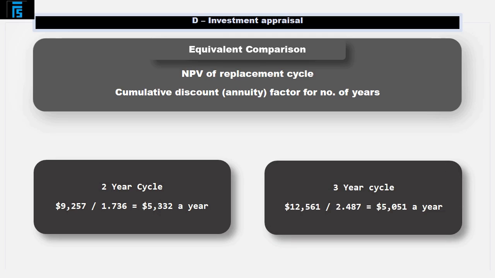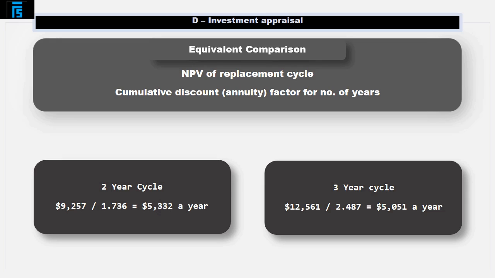For the 3-year replacement cycle, the equivalent annual cost will be calculated as follows. $12,561 divided by the 3-year annuity factor at 10%, which is 2.487, equals $5,051 a year. The equivalent annual cost of ownership for a 3-year replacement cycle is $5,051 a year. Again, you can think of this as being an equivalent annual rental cost for a 3-year cycle.